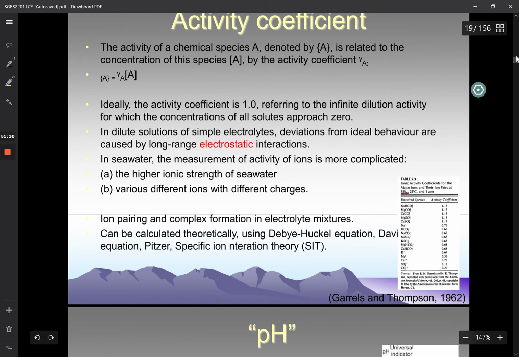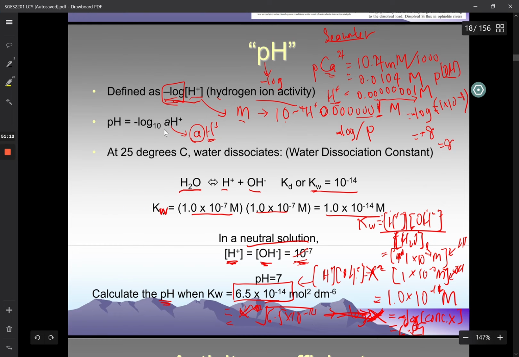As I mentioned in the previous slide, there is this A term over here, which is the activity of hydrogen ions, right? So what is activity?